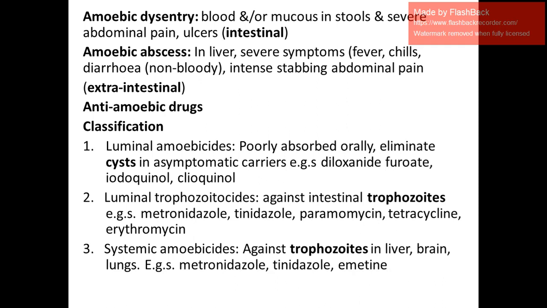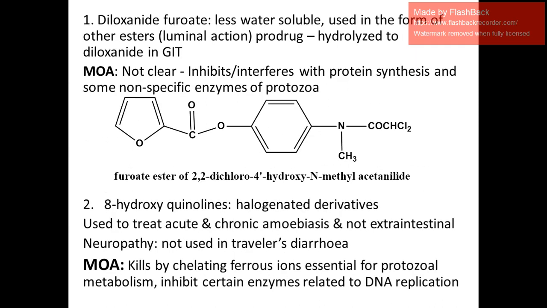Okay, then the third category is systemic amebicides. Now luminal means intestinal amoebiasis; if it is not treated, where will it migrate? As I told you, it is going to migrate to the lungs, the kidneys, the gallbladder. Okay, so in the nervous system also it can go. So these are what are called systemic amebicides, used to treat such extraintestinal amoebiasis. Examples like metronidazole, tinidazole, and emetine. These are the systemic amebicides.